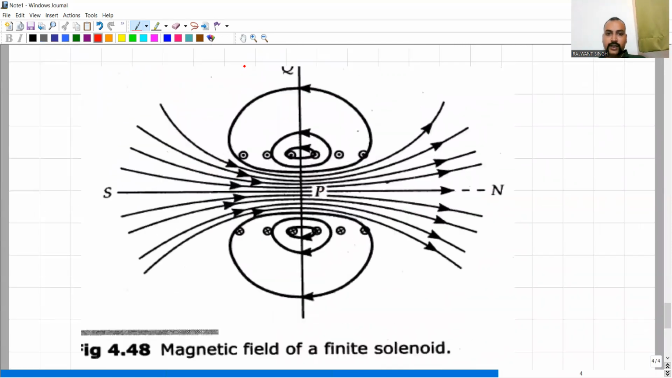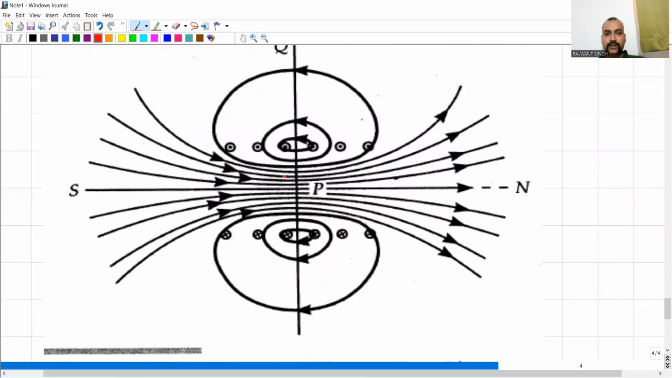So here you can see this magnetic field line, as we have already discussed, moving from the north to the south outside the magnet, and from south to the north inside the magnet. And within this region, the magnetic field line is almost parallel. Right at the center, it is almost parallel.